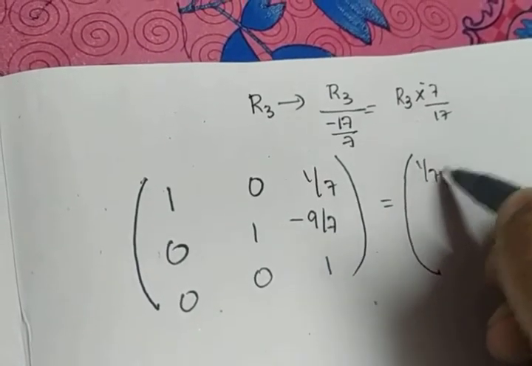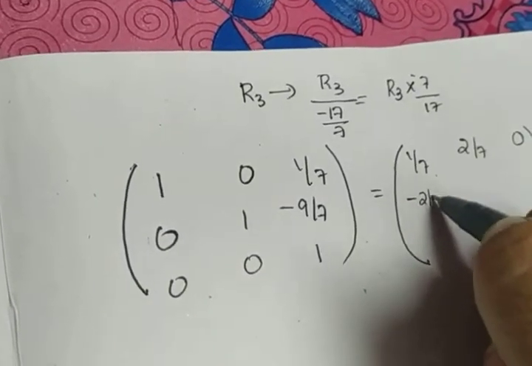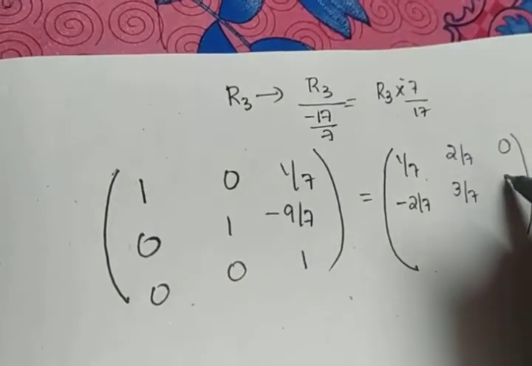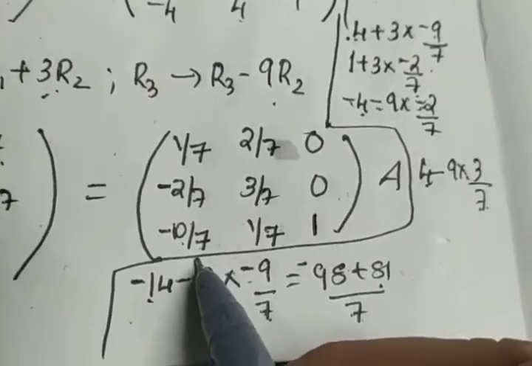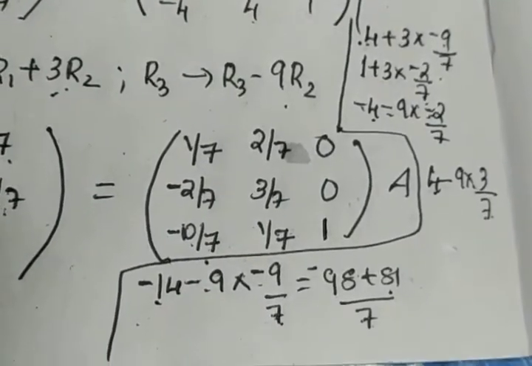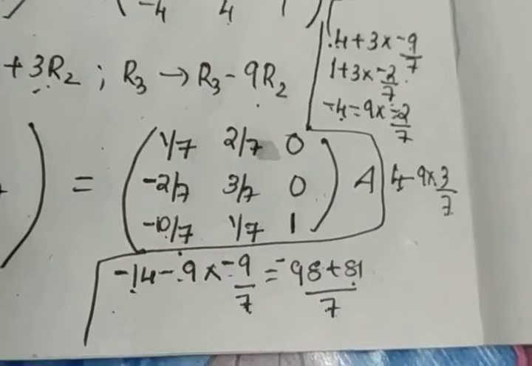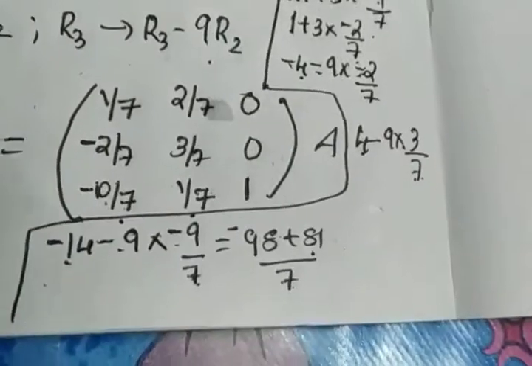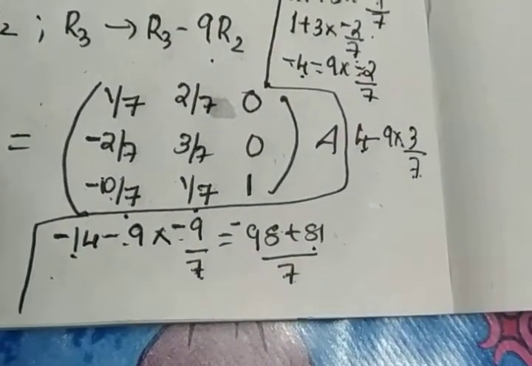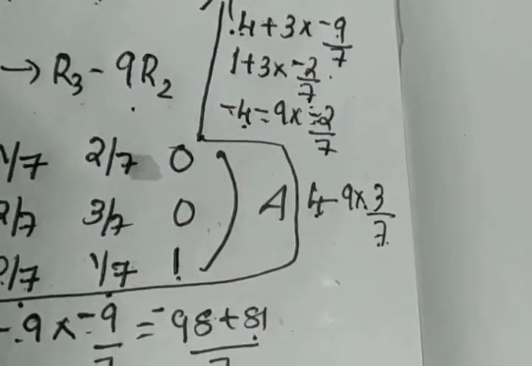First row: 1 by 7, no change, 2 by 7, 0, into A is there. Second row: minus 2 by 7, 3 by 7, 0, no change. Again, what about the third row? Minus 10 by 7 into 7 by 17 gives you minus 10 by 17. It becomes plus 10 by 17. Again here, 1 by 7 into minus 7 by 17, 7 gets cancelled, giving you minus 1 by 17. And the last element, 1 into minus 7 by 17 gives you minus 7 by 17.